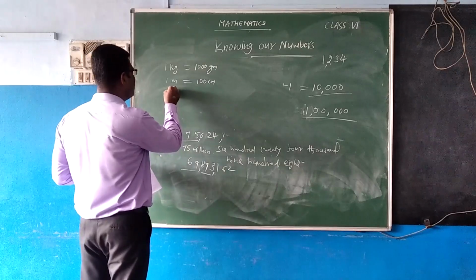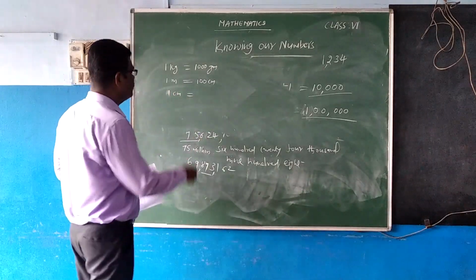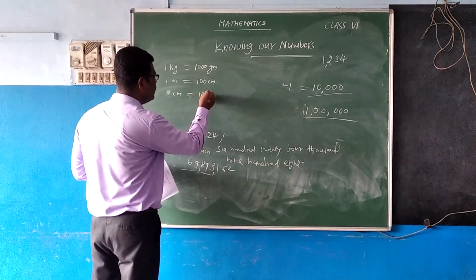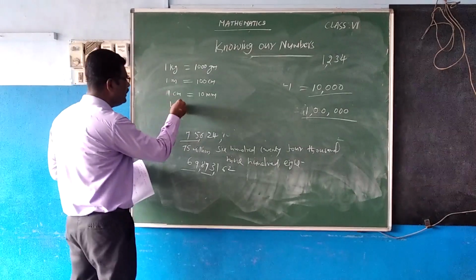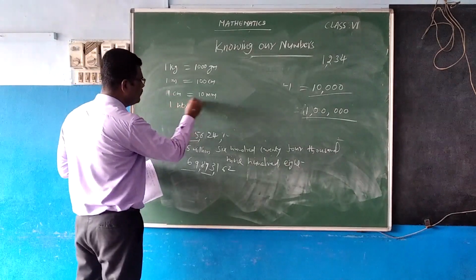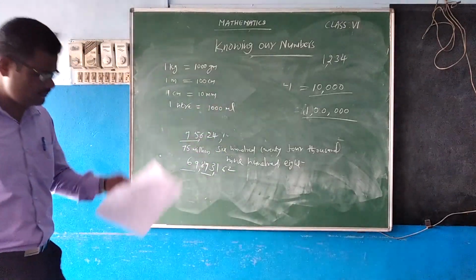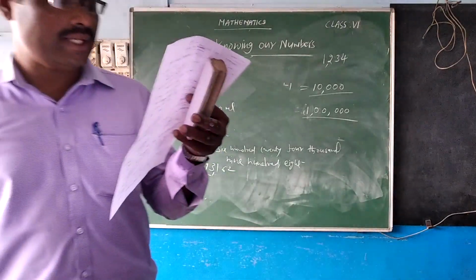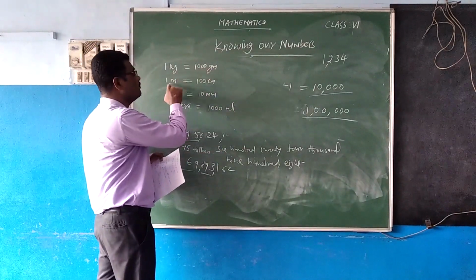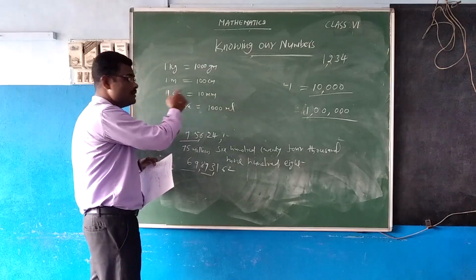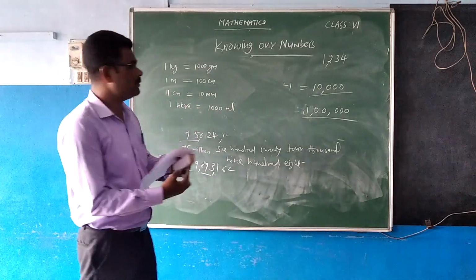You might have heard 1 centimeter. What is the meaning of 1 centimeter? 1 centimeter is equal to 10 millimeters. You might have heard 1 liter. What is the meaning of 1 liter? 1 liter is equal to 1000 milliliters. These are large numbers in practice. This is all you have studied: 1 kg, 1000 gram, 1 meter, 100 centimeter, 1 centimeter, 10 millimeter, 1 liter, 1000 milliliter.